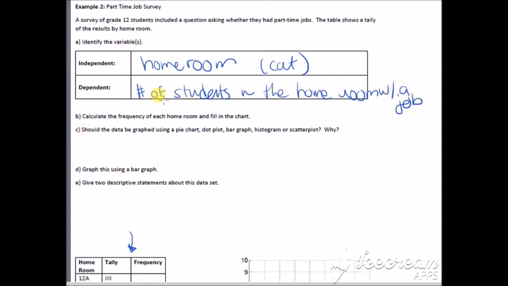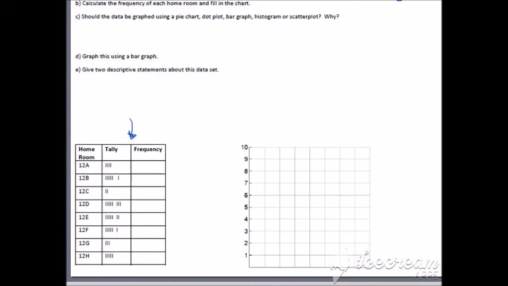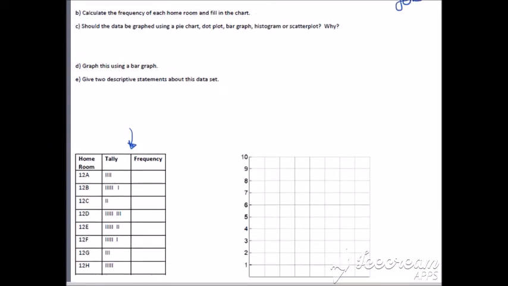Okay, let's calculate the frequency of each homeroom and fill in the chart. We don't need the information above anymore. So we're going to go for, these are grouped into 5, 6, 2, 5, 6, 7, 8, 5, 6, 7, 5, 6, 3, and then that's 5.